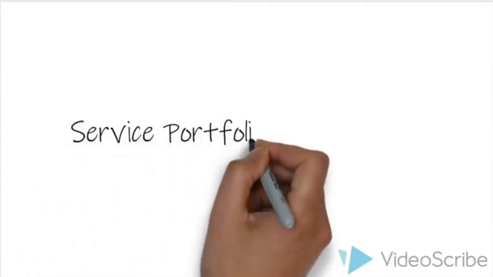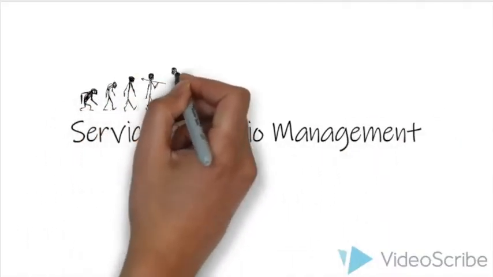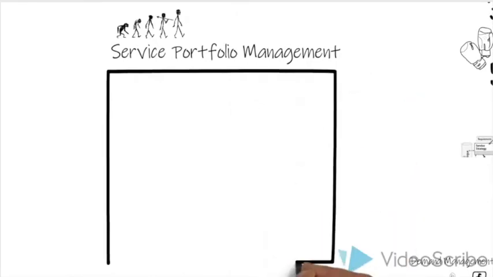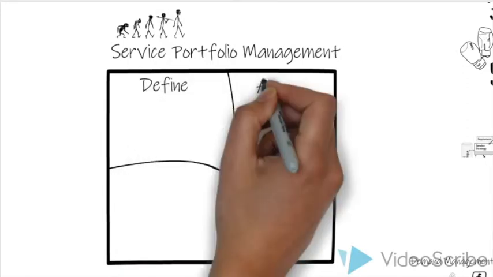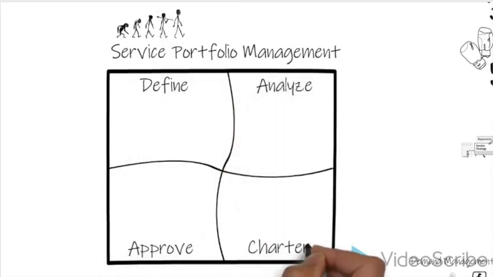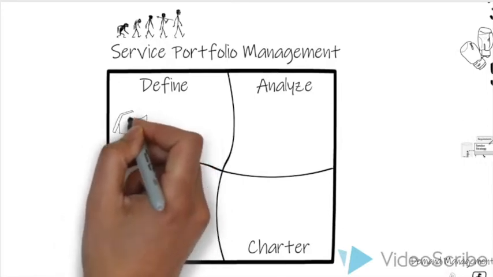Service portfolio management is an ongoing process involving the management of a service across its entire lifecycle. The service portfolio management process includes the four following sections: define, analyze, approve, and charter. Let's go into a bit more detail for each section and talk about some of the goals associated with them.